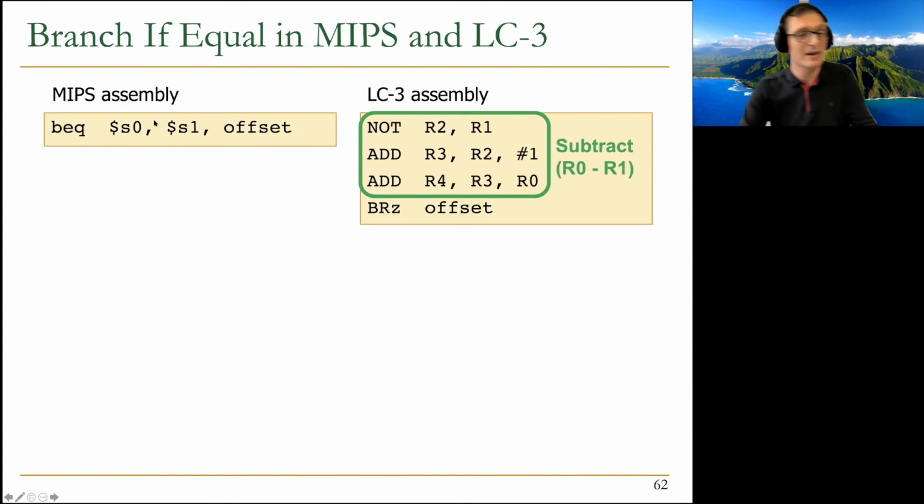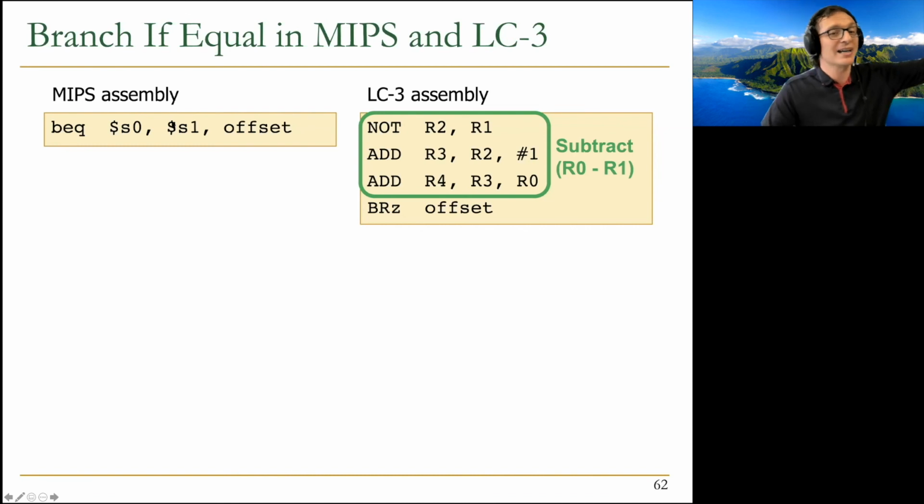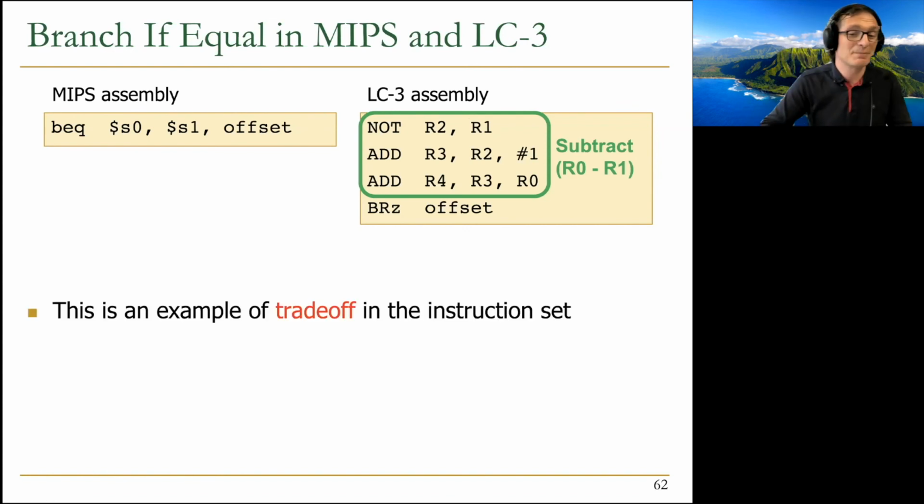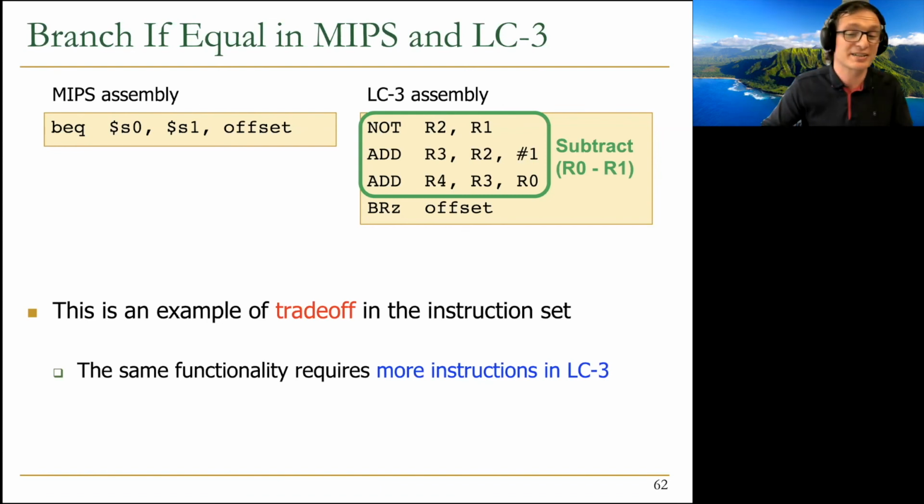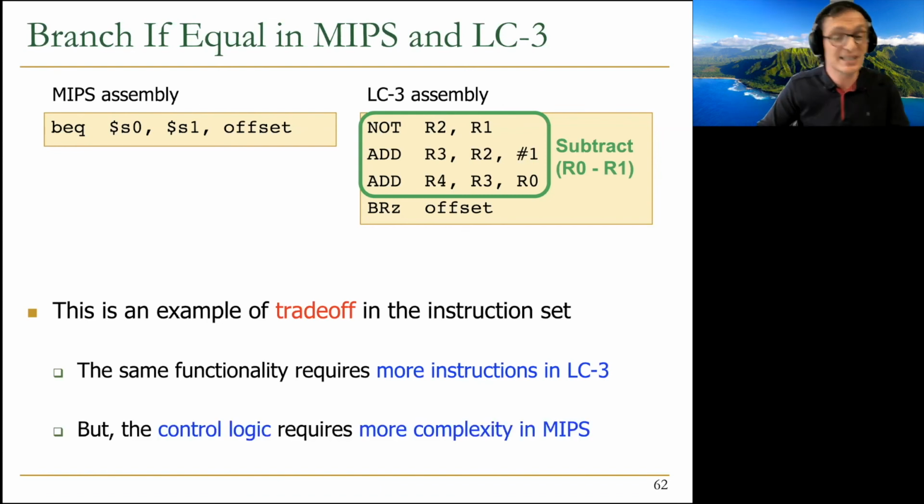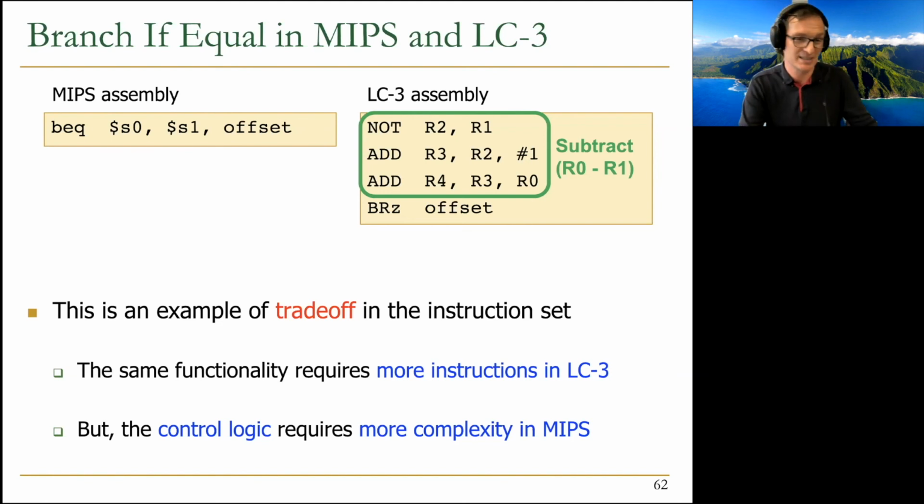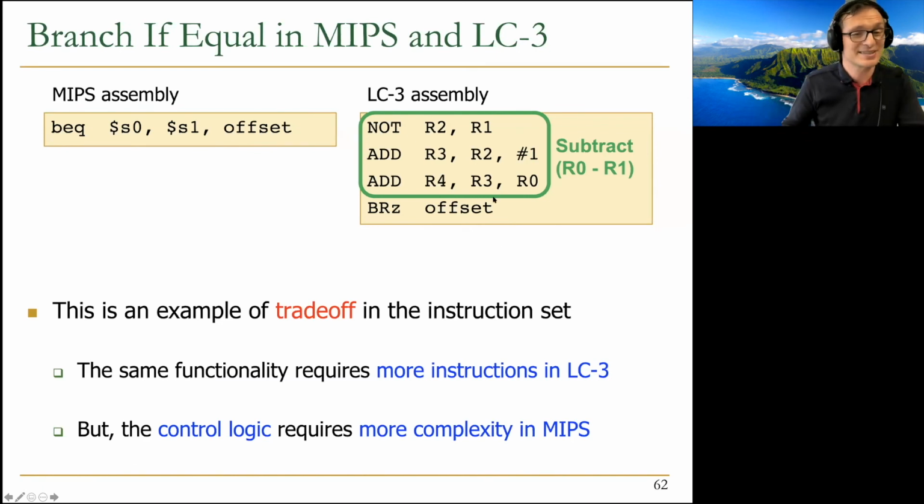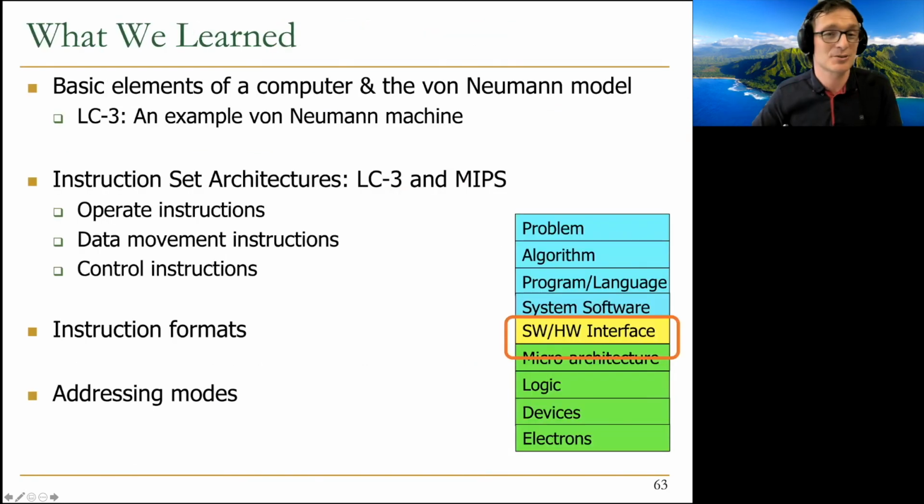So this is one place where MIPS is more complicated as an instruction set compared to LC3. As a result, it's closer to the higher-level language, and you can encode this operation with a single instruction as opposed to four instructions in LC3 over here, right? So this is another example of the trade-off used in the instruction set. The same functionality requires more instructions in LC3, but the control logic requires more complexity in MIPS in this case. So hardware is more complex here, whereas software is more complex here, right? Again, same semantic gap that we discussed earlier.